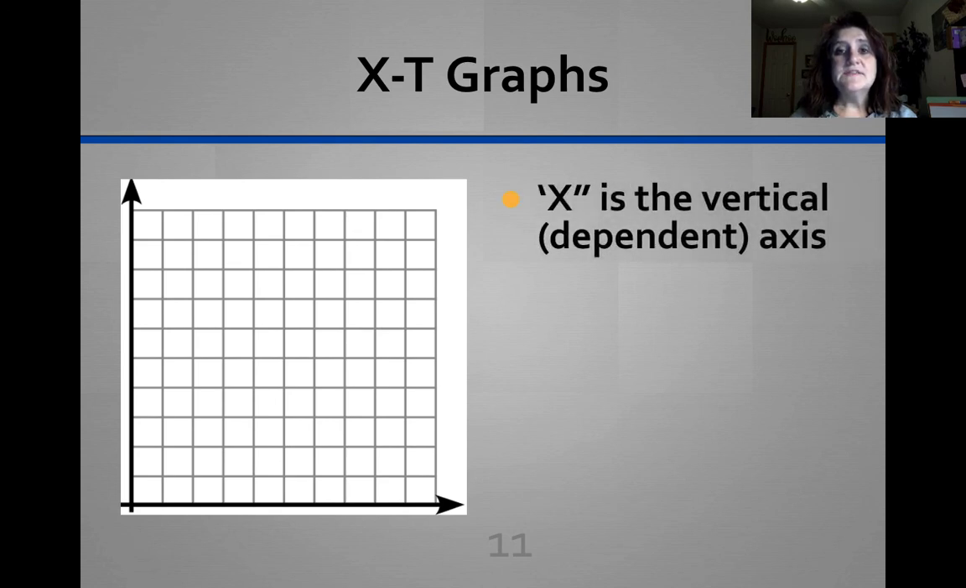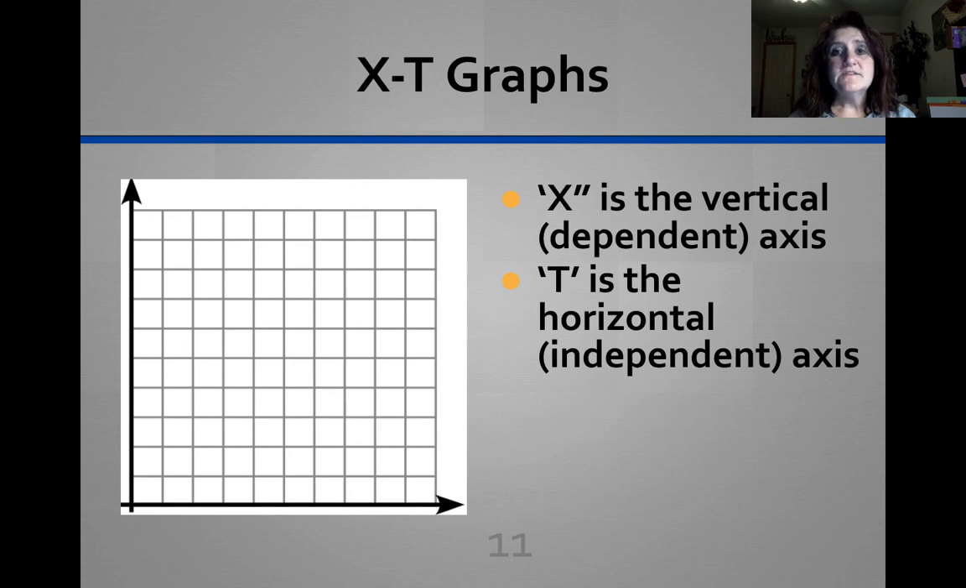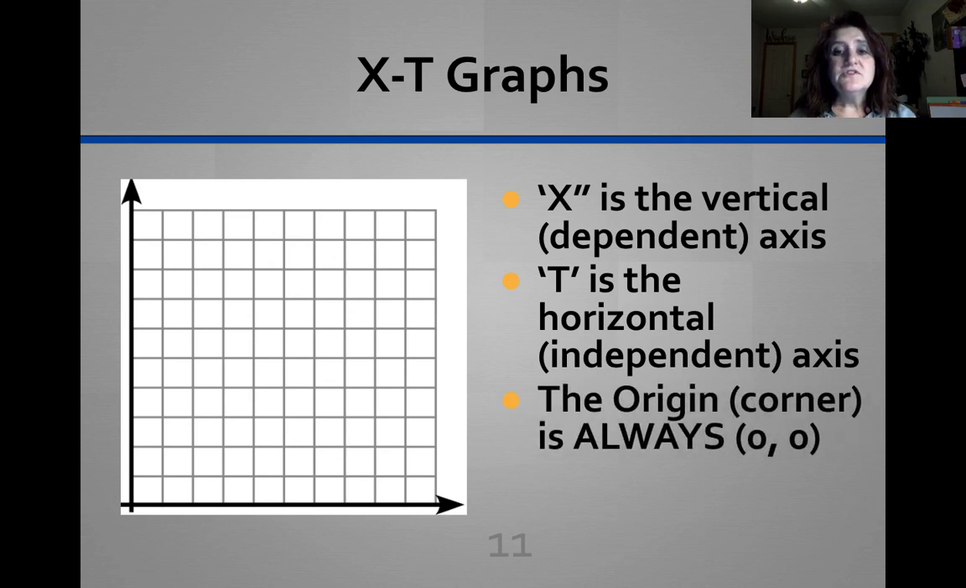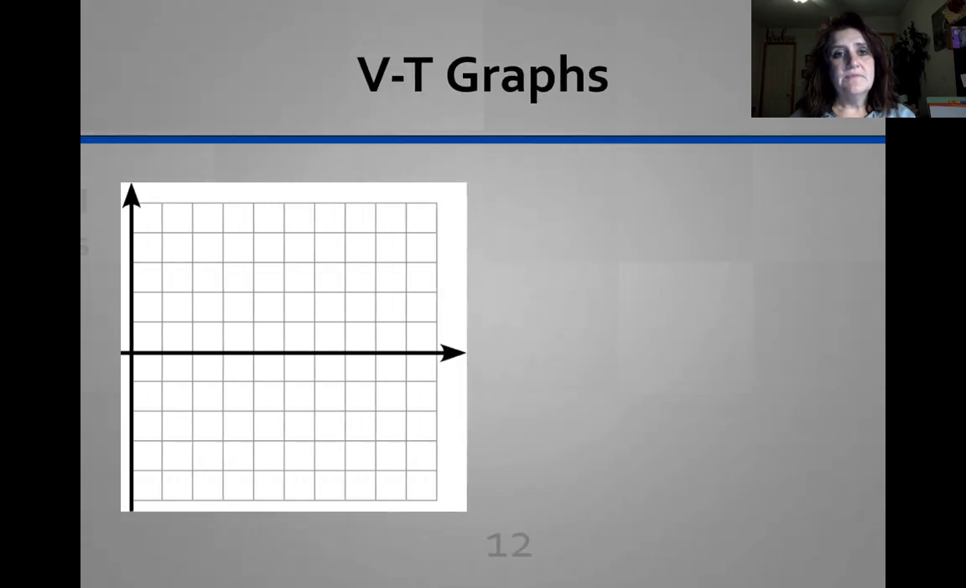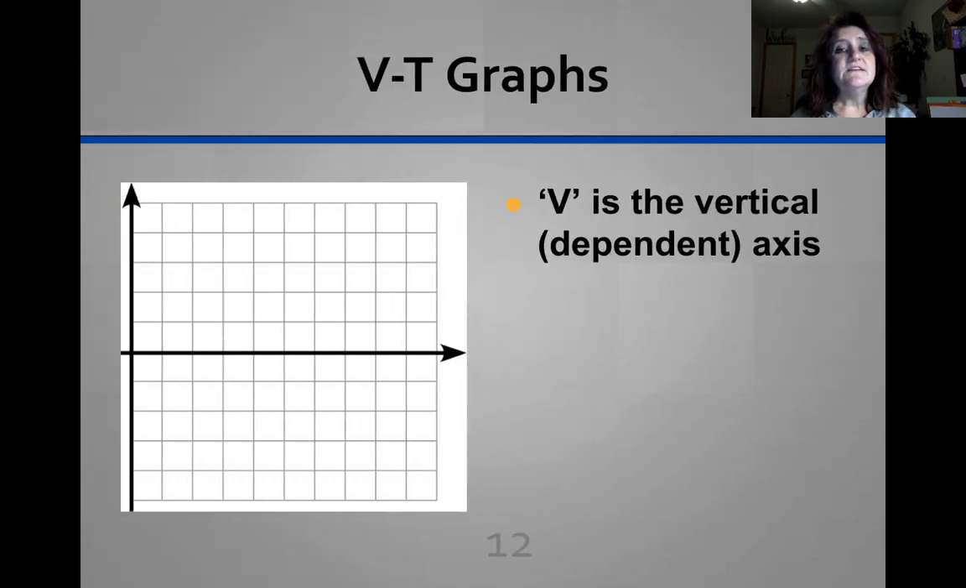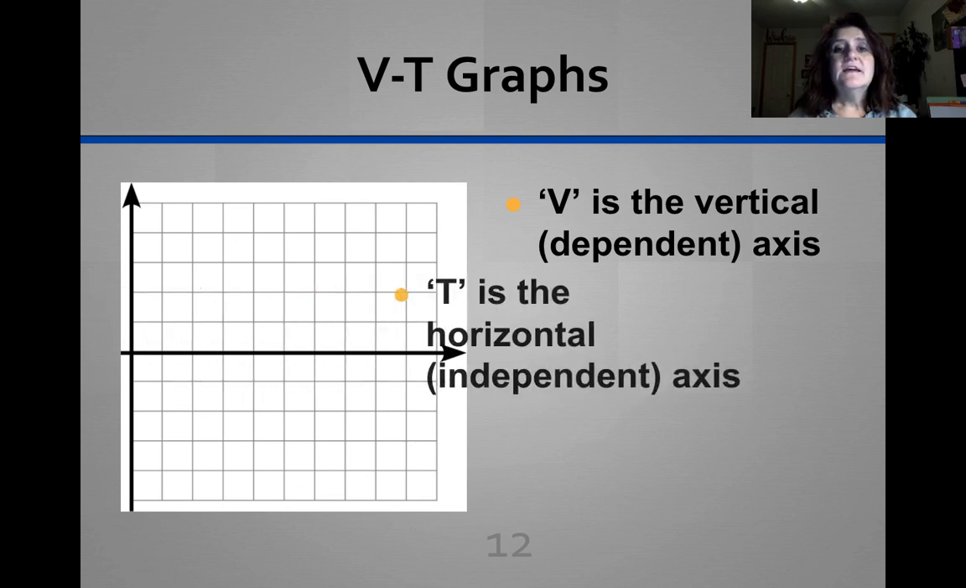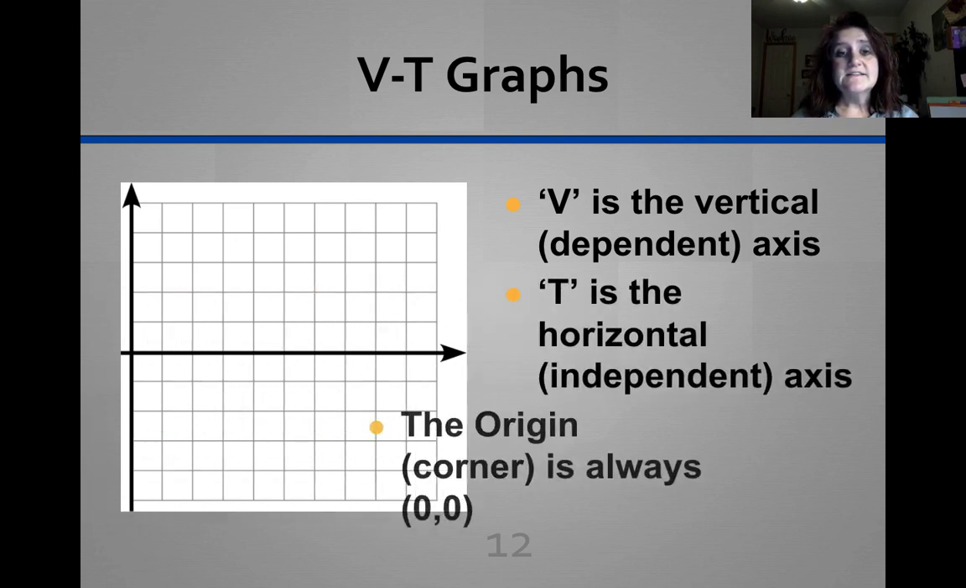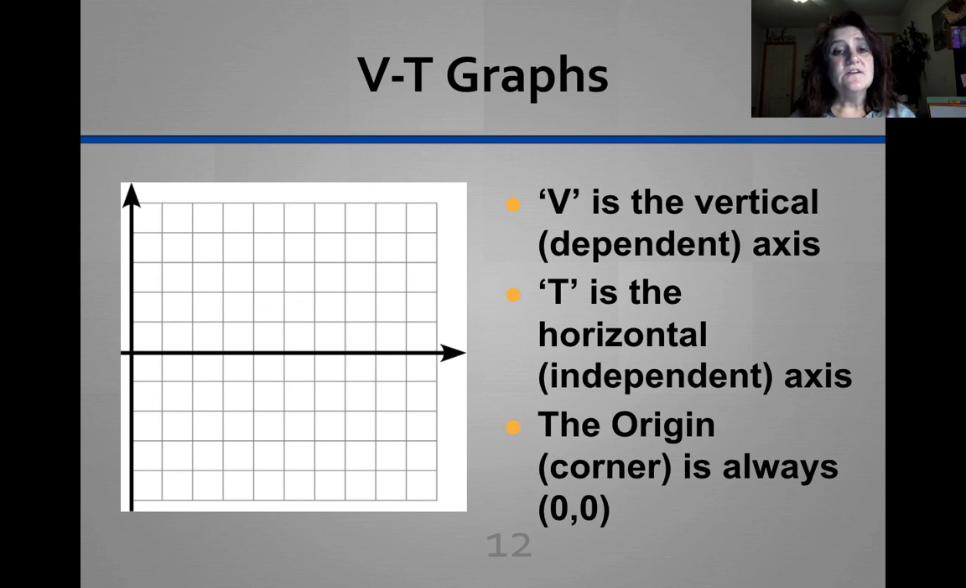So on XT graphs, the x is the vertical or dependent axis. The t is the horizontal or independent axis, because remember, time is the ultimate variable you cannot control. The origin, the corner, is always 0, 0. And in science, we don't have any breaks, any jumps. Your scale has to work. On the VT graph, V is your vertical axis, T is your horizontal axis, and again, the origin, the corner, is always 0, 0 in science.